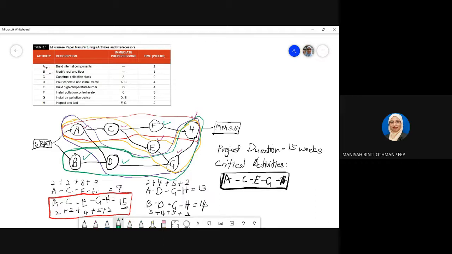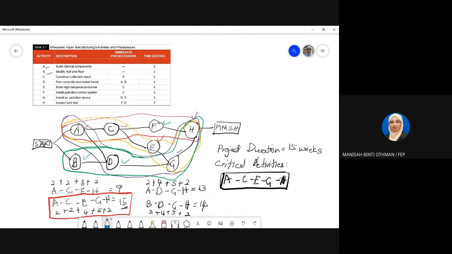If they want to delay a non-critical activity, it must not be more than the critical one. For A, C, F, H, you can delay about 6 weeks. But when you add this path, A is a critical activity, C is critical, and H is also critical. This means you can delay F about 6 weeks.